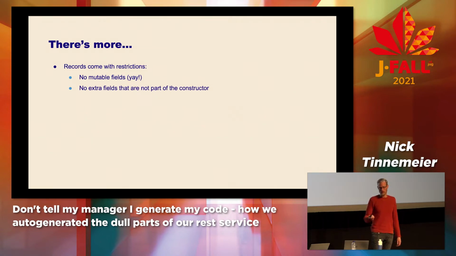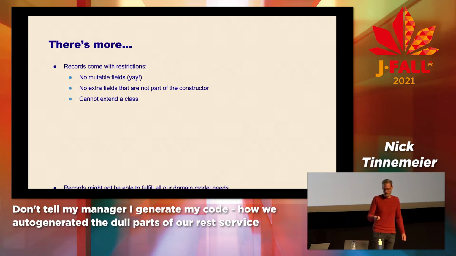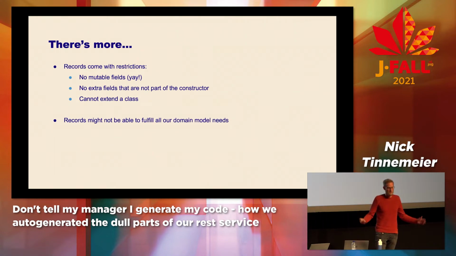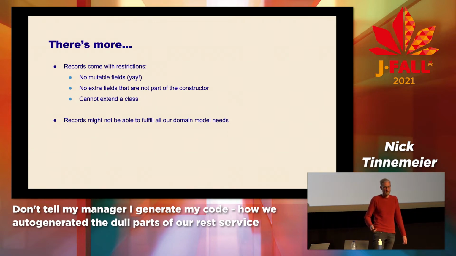But also, there are no extra fields that are not part of the constructor. So you can't have a private field in a record. No derived attributes. So that's impossible to do. Also, a record cannot extend from another class. It's simply impossible because under the hood it's actually extending from a record type. So records might not be able to fulfill all our domain model needs. They're very useful in certain use cases, but for modeling domain models, it might not always be the best fit.